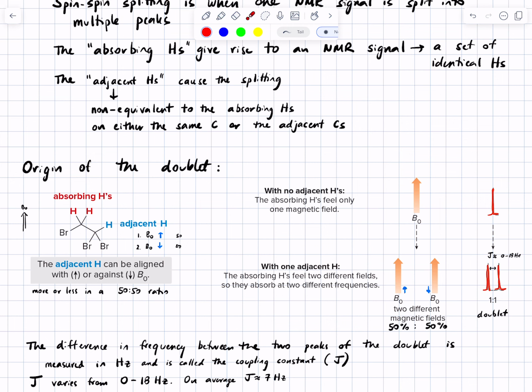it varies from almost nothing to 18 hertz, though the standard average coupling constant is around 7 hertz.